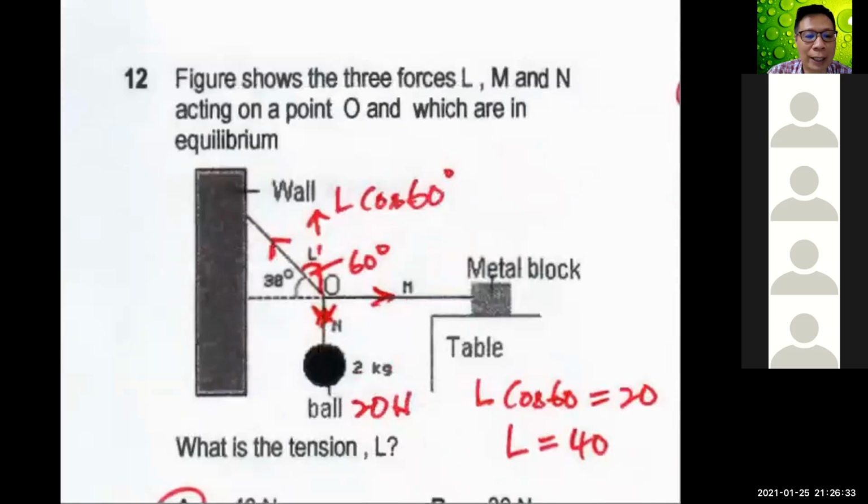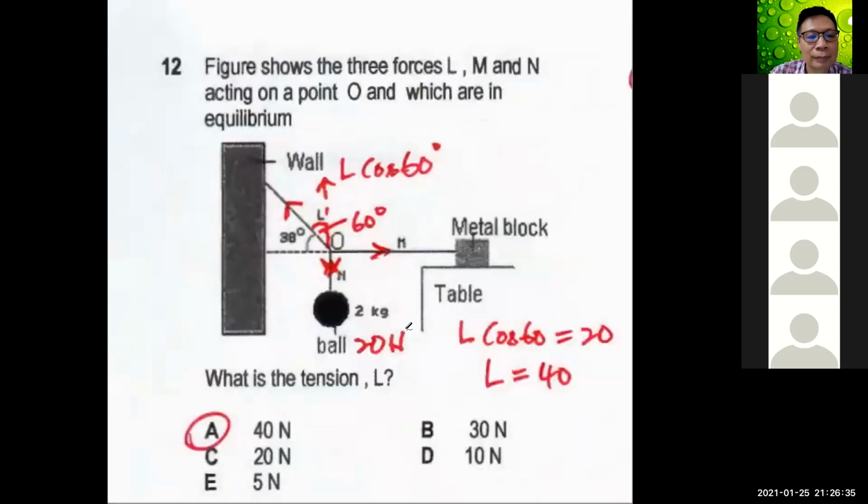Okay, why is it A, you see? There are three forces. This one is going down, 20. This one is the pulling force, this one is the tension. Now the question asks to find the tension L, isn't it? This one follows the Y direction, no need to resolve. This one follows the X direction, no need to resolve. You only need to resolve this one, open up this one.